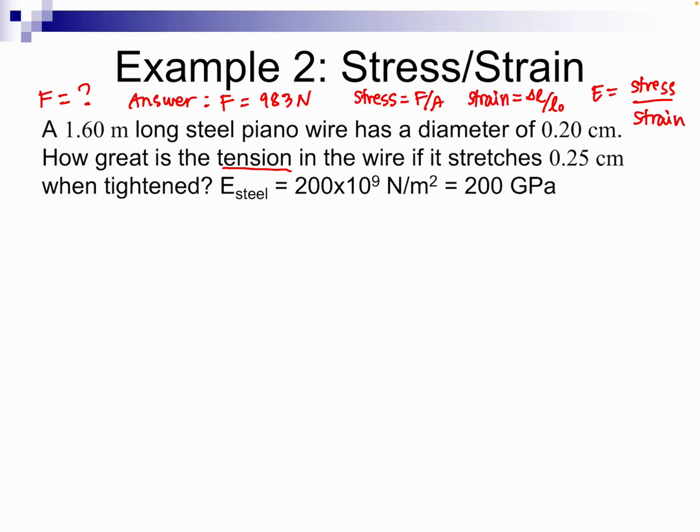Okay, so let's look at how to solve this. So we have these three relationships here. Stress is defined as force over area. Strain is defined as change in length over original length, and elastic modulus is defined as stress over strain. Okay, you sort of start with what you want to find. You want to find the tension, which is the force. Force comes into the definition for stress.